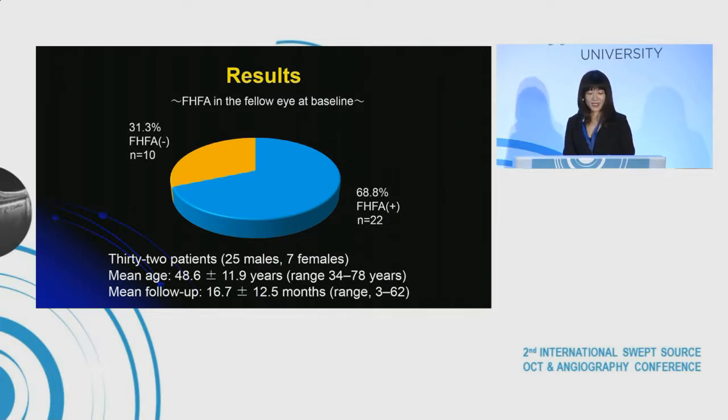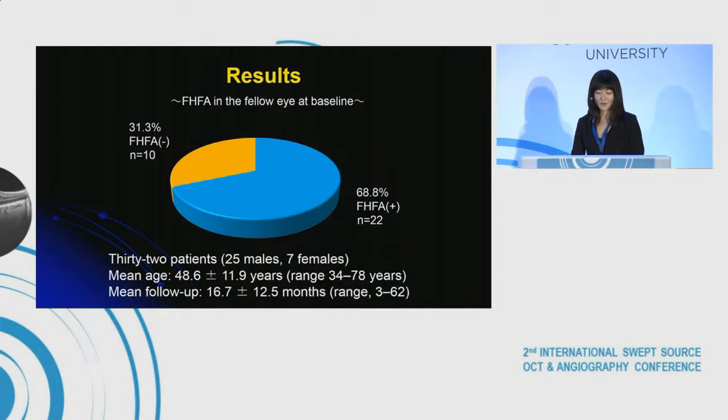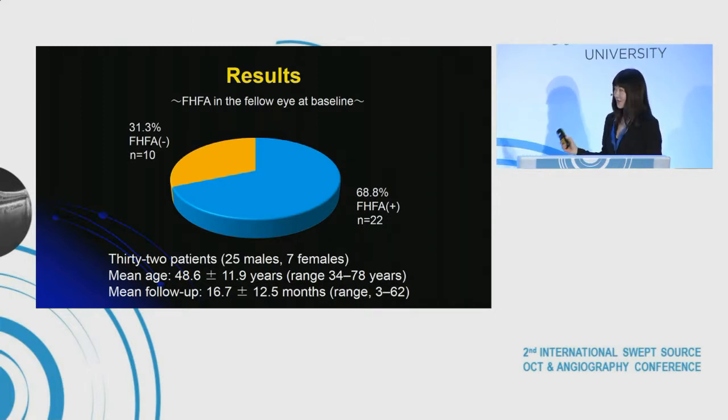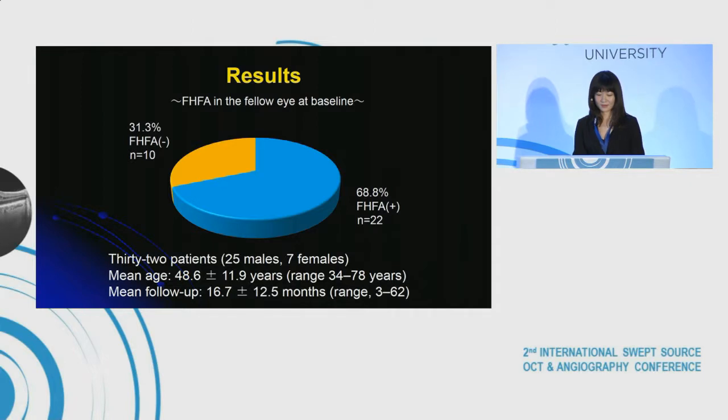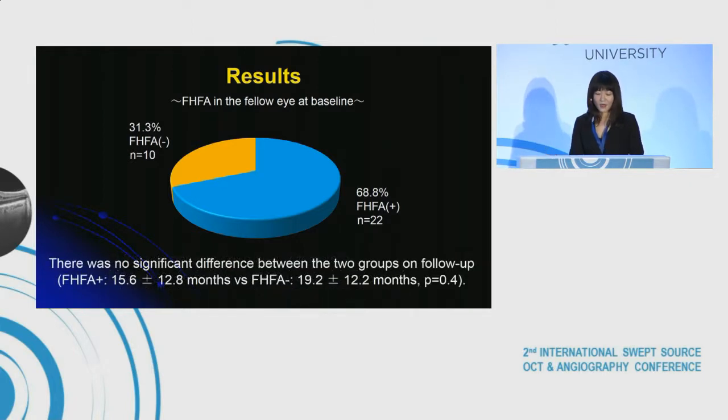In total, 32 CSC fellow eyes were followed up. Mean follow-up duration was 16.7 months. FHFA in the fellow eye at baseline were detected in 68.8%. There was no statistically significant difference in the follow-up duration between eyes with and without FHFA.